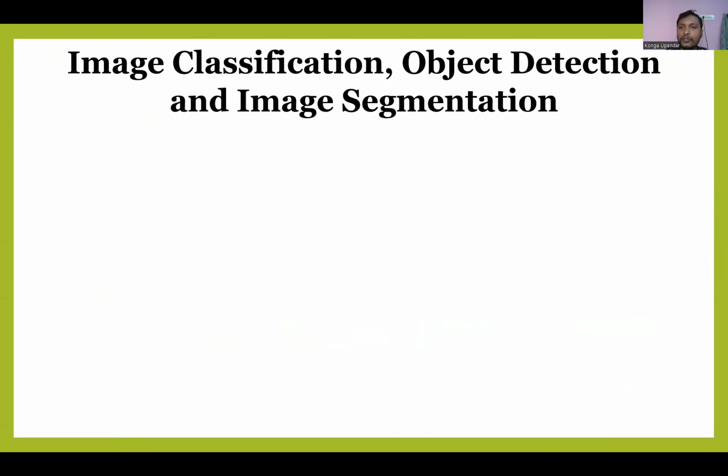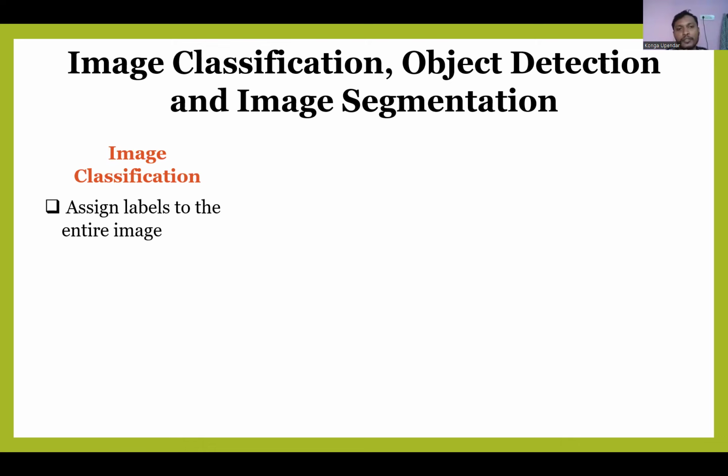Now, in case of computer vision, there are generally six types, or four to five types, but generally three types of models. If you see any research paper, we will generally encounter papers on image classification, object detection, and image segmentation. We need to understand these classes, otherwise it will be very difficult to understand the research papers. So first, let us see what image classification is. In image classification, we are assigning labels to the entire image. That is the plain English meaning of image classification.